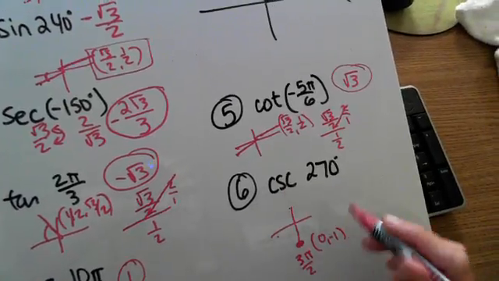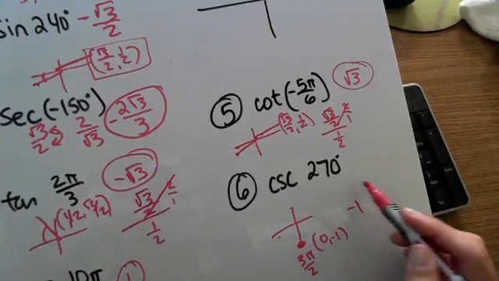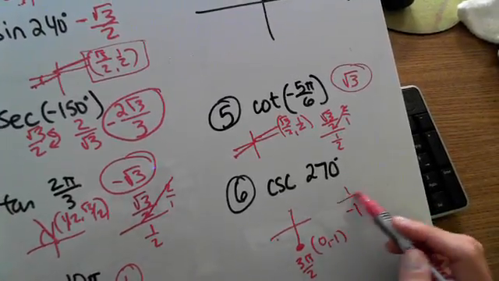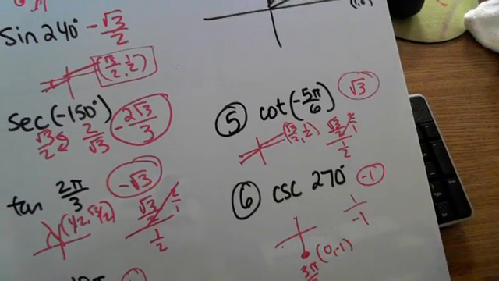Cosecant is the reciprocal of sine. So sine is -1. But we know that since cosecant is the reciprocal, that means it's 1 over sine. 1 over -1, we still are at -1.